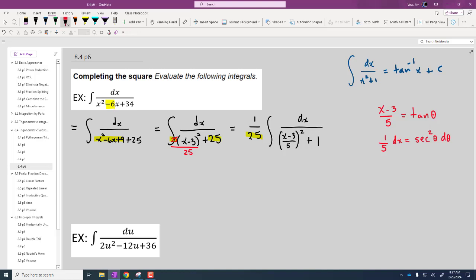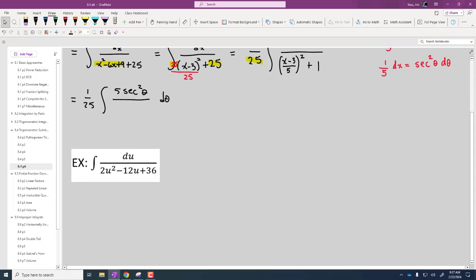Now we're going to replace everything in the integral so that we turn everything into thetas. So we have 1/25 out in front. In the integral, the dx becomes 5 secant squared of theta, d theta. That's the numerator. Denominator is just tan squared plus 1, which is just secant squared.